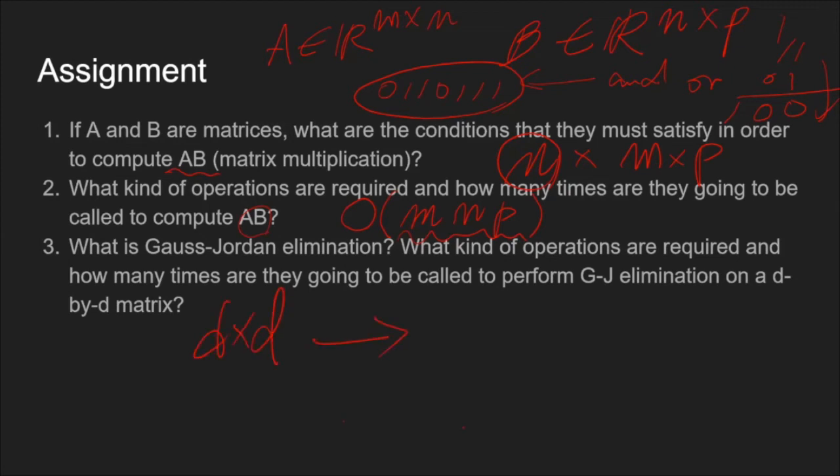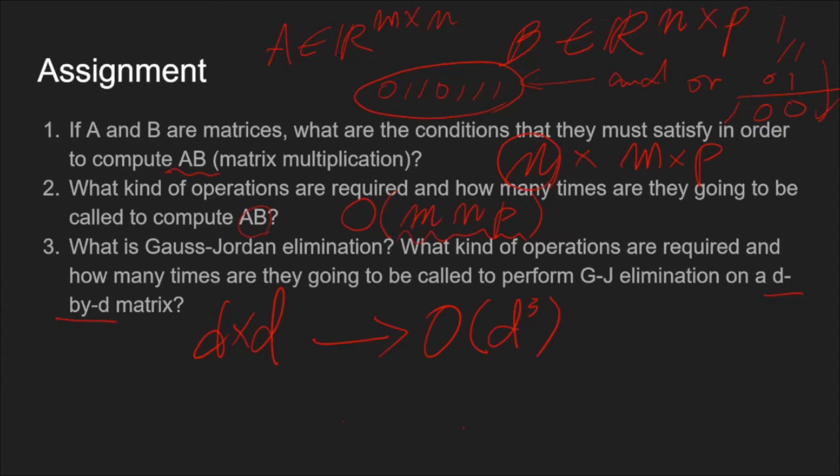The answer first, it's O of d cubed. So the computational complexity of Gauss-Jordan elimination operation is d cubed, when the matrix dimension is d by d. That's the answer.